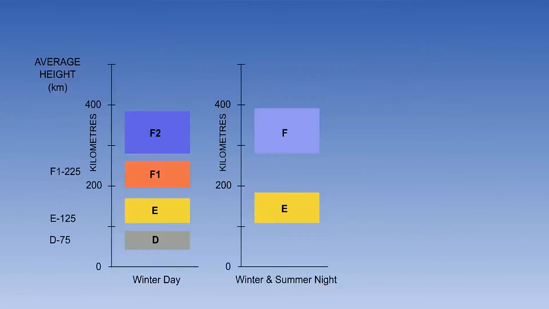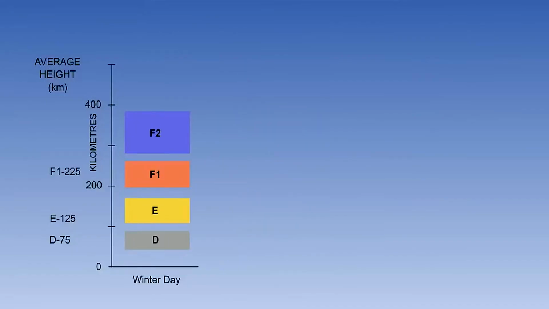There are three distinct layers in the ionosphere called D, E and F. Layer F divides into two layers during the day, called F1 and F2, but they recombine at night. Layer D is found at an average height of 75 kilometers in the atmosphere. Ionization is low because it is the lowest region of the atmosphere to be ionized.